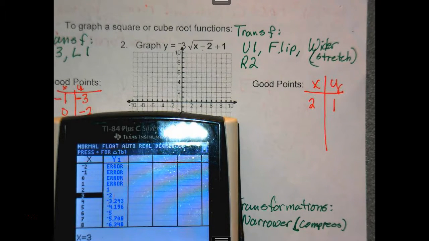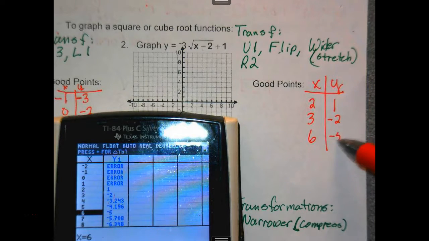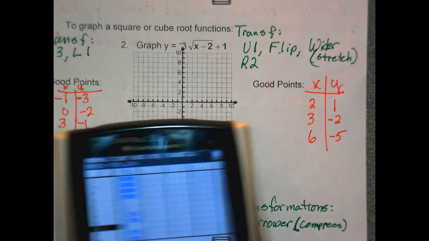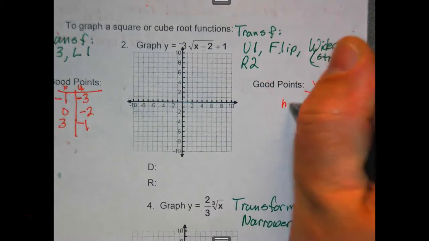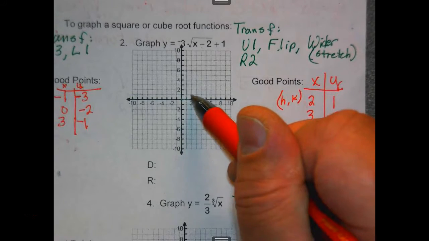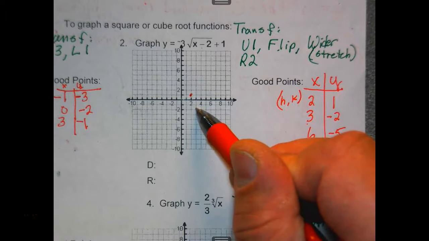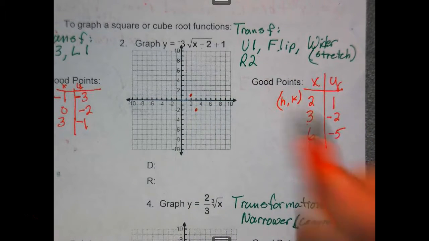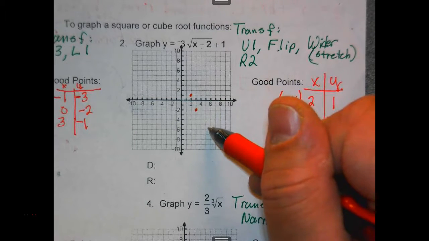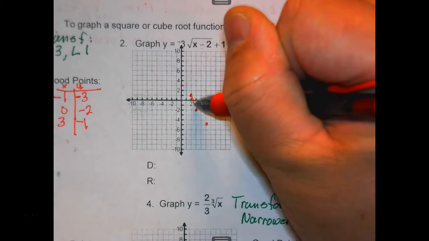So I need 3 points. 3, negative 2. And 6, negative 5. Okay, start up my HK. 2, 1. 3, negative 2. And 6, negative 5. So this one flipped and stretched.